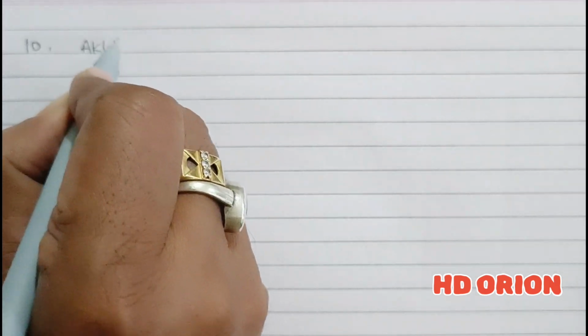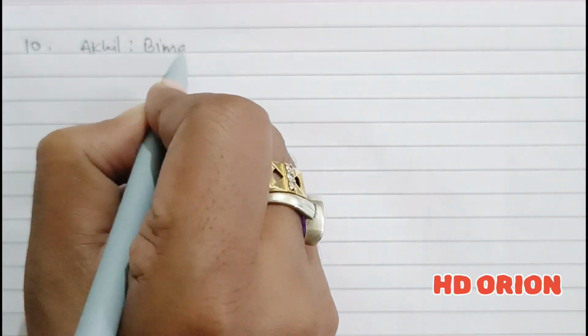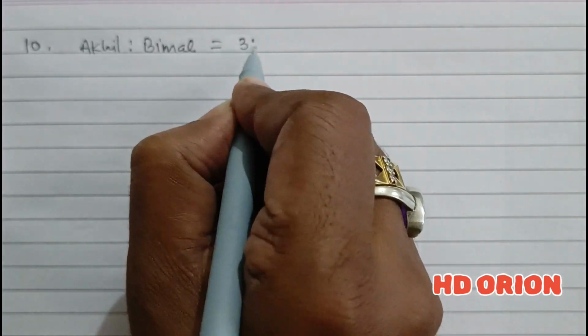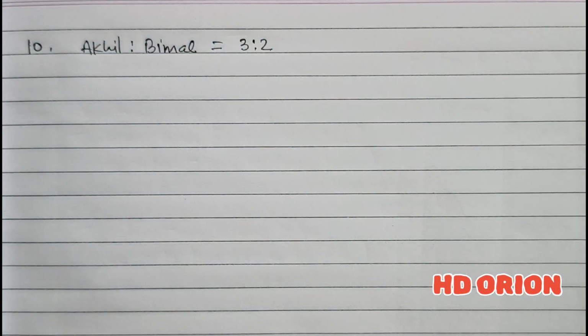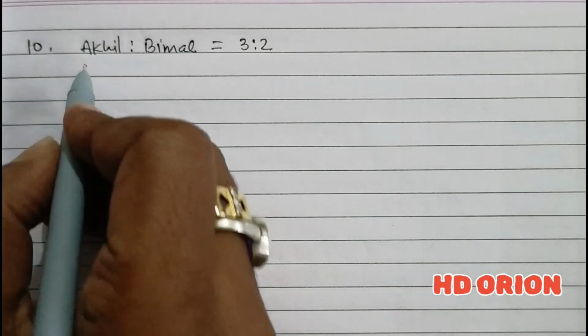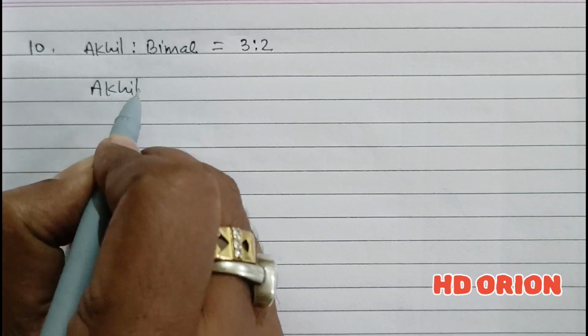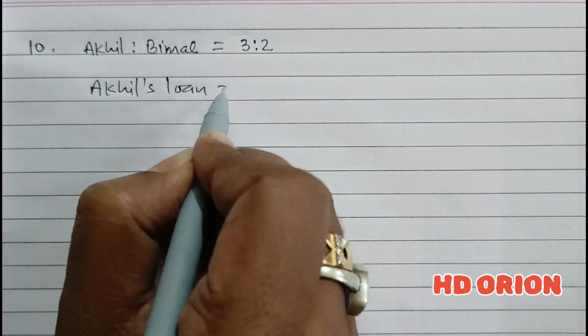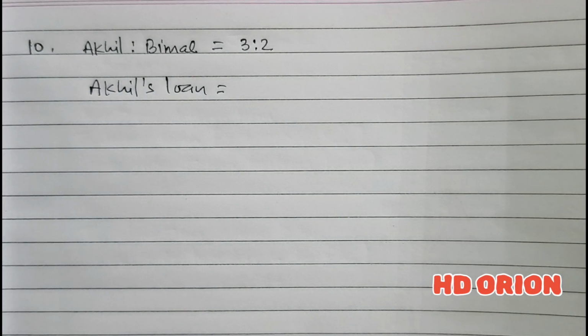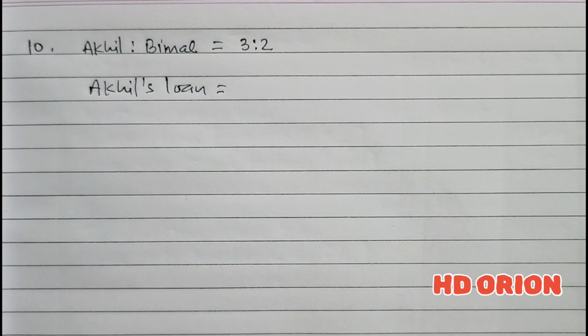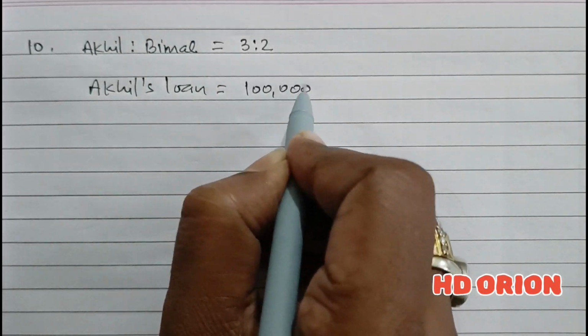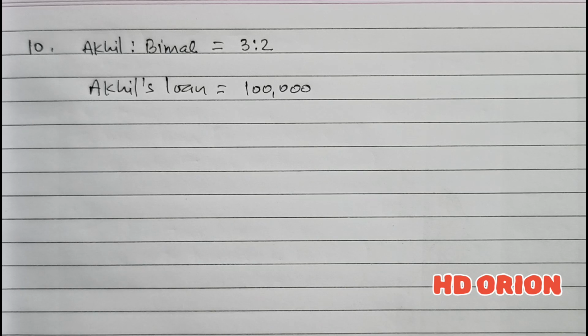So in solution 10 we will see there are two partners, Akhil and Bimal, and their profit sharing ratio is 3:2. Now there are two types of loans discussed here. So Akhil has given a loan. On Akhil's loan, interest will be calculated for the period of loan, that is from 1st of October 2022 to 31st of March 2023. And Akhil has given a loan of rupees 1 lakh to the firm. So on such a loan, the recommended rate of interest in the Partnership Act is 6% per annum.